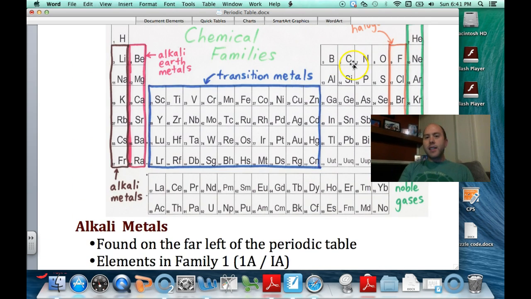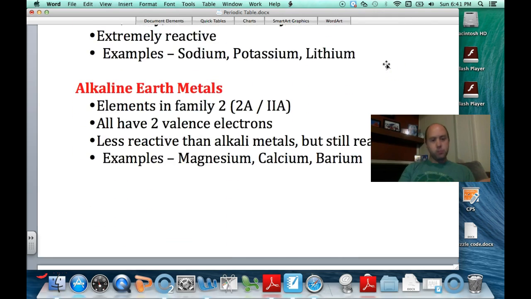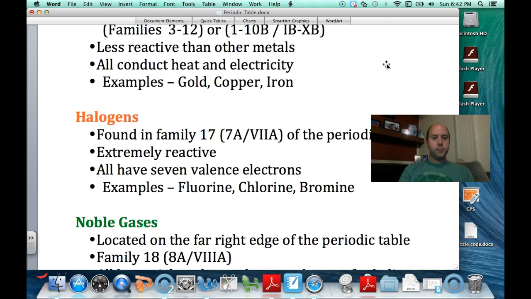Then we're going to kind of skip these families right here, families 3A, 4A, 5A, 6A. I mean, they really don't have technical names. I've seen them called the boron family, the carbon family, the nitrogen family, the oxygen family. But they're not really special like the other families are. So when we get to 7A, these are the halogens. Some people call them halogens. Whatever, to each his or her own.